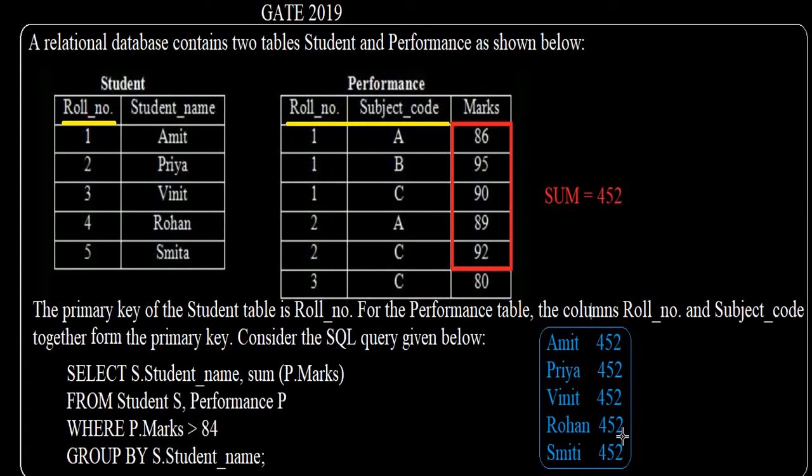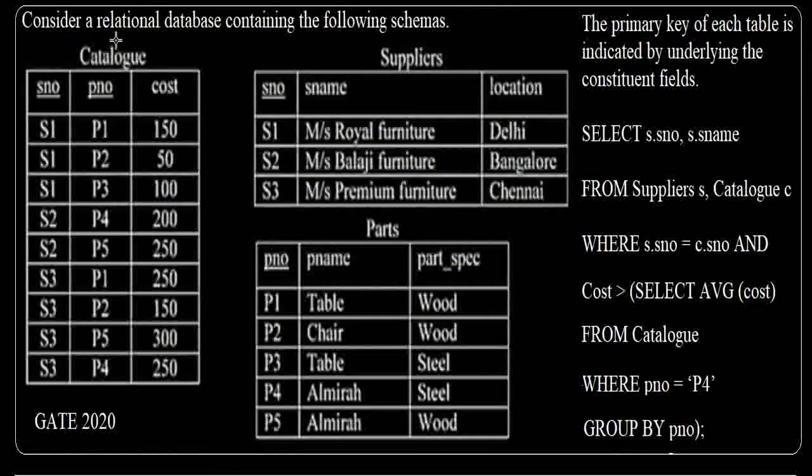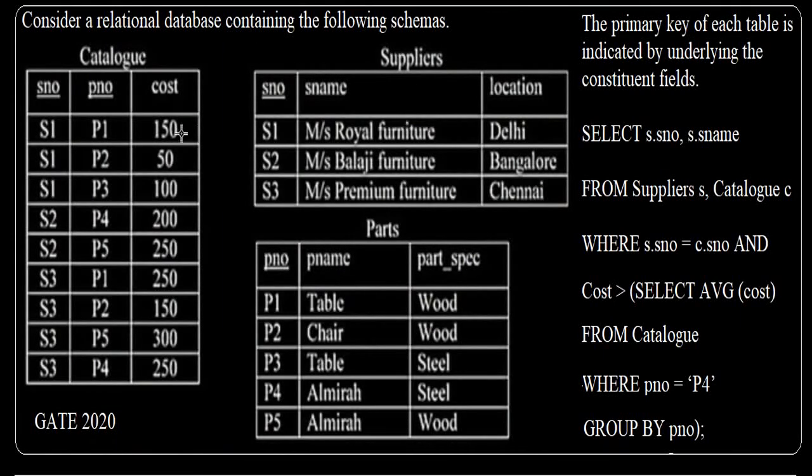Okay, now let's discuss this one. Consider a relational database containing the following schemas. These 3 schemas are being given. The primary key of each table is indicated by underlining the constituent fields, which is this underline. Select s.s number, comma, s.s name. It means that the number of attributes returned in the output would be 2, because 2 attributes have been selected from the supplies S and catalog C.